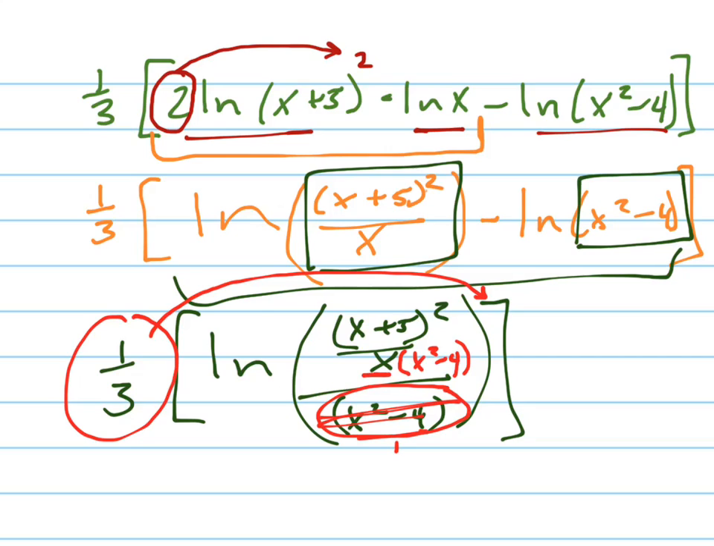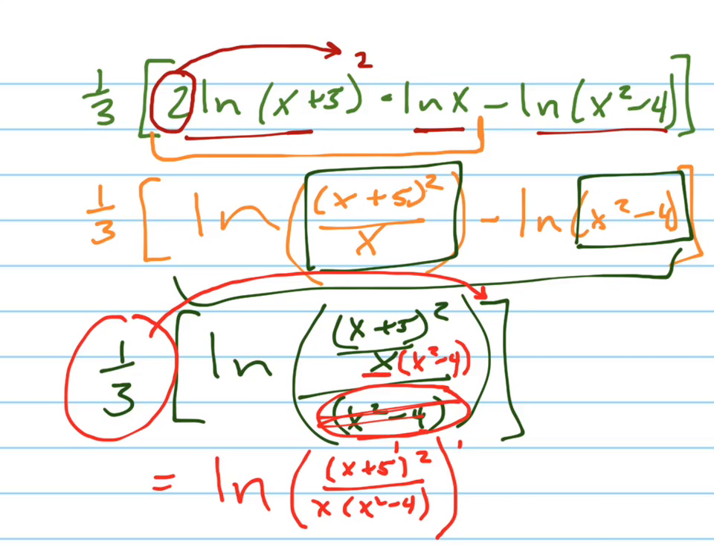Alright, so here's my answer. Let's see if I can sneak it in down here. The natural log of x plus 5 squared over x times x squared minus 4, all to the 1/3 power.